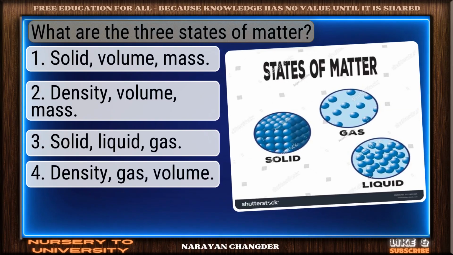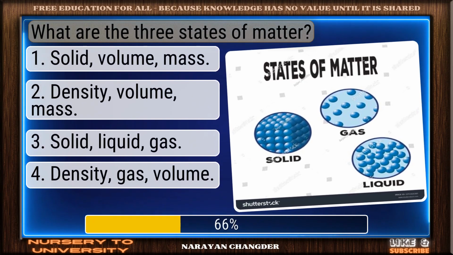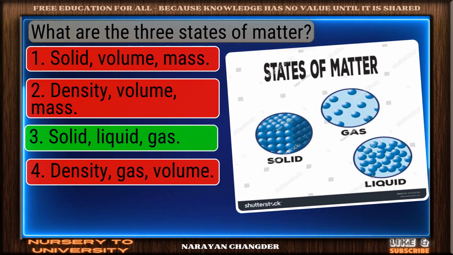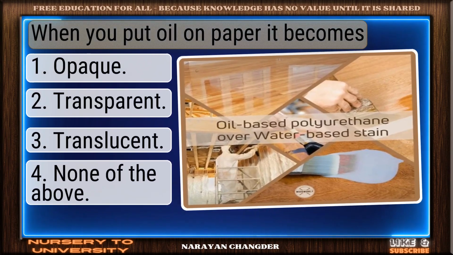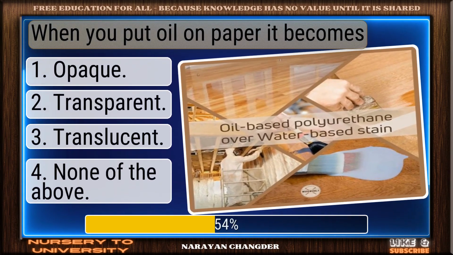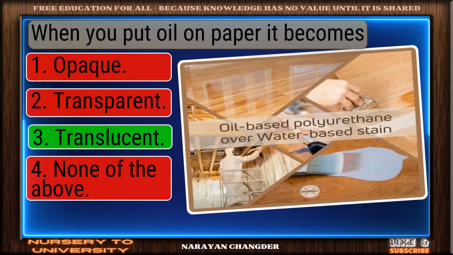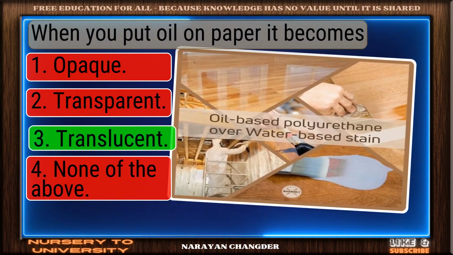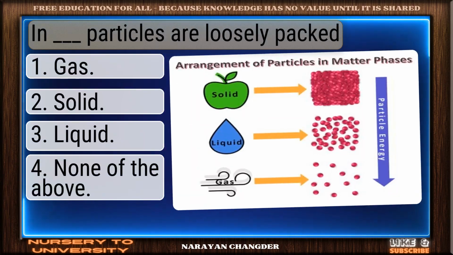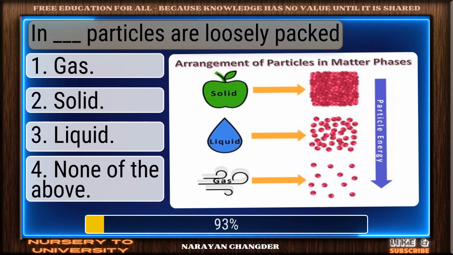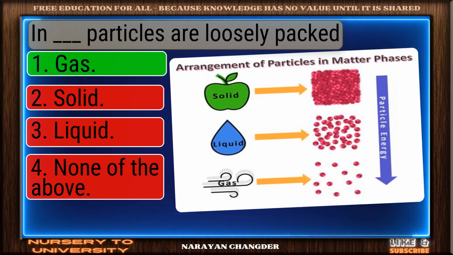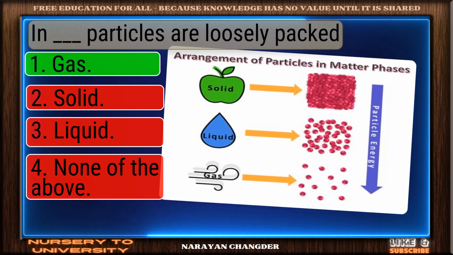What are the three states of matter? Valid point. Solid, liquid, gas is true. When you put oil on paper, it becomes... Nicely done. Translucent is a solid answer. In dash, particles are loosely packed. Great job. Gas is the accurate answer.